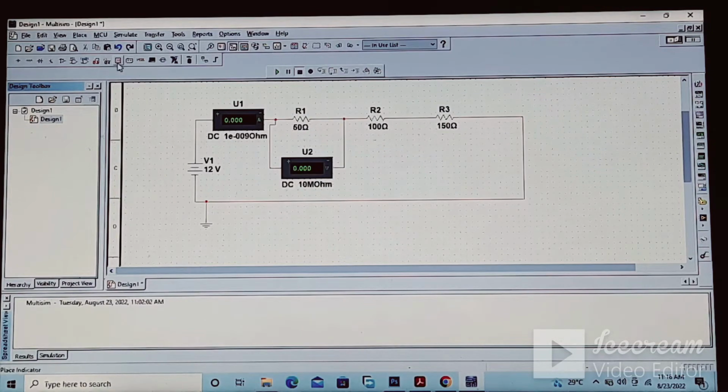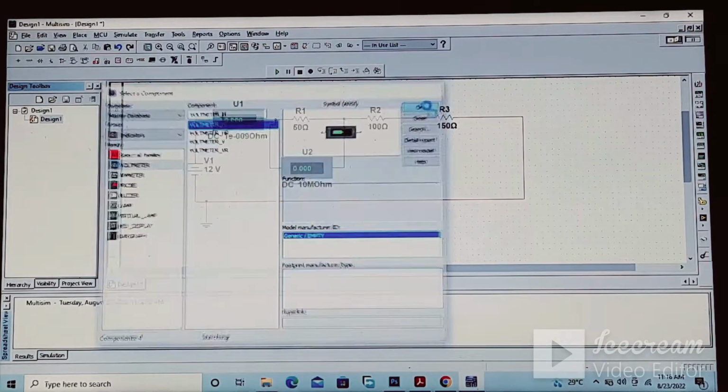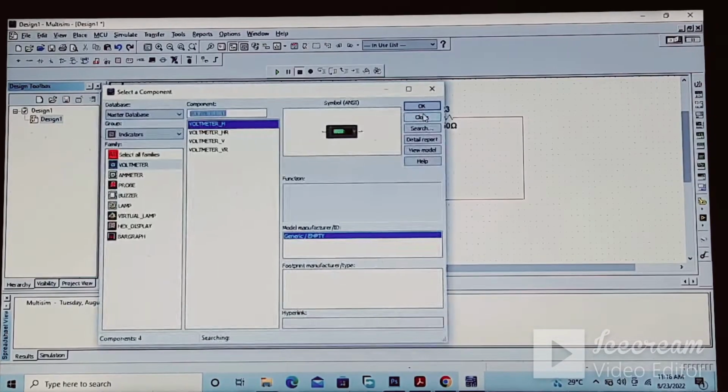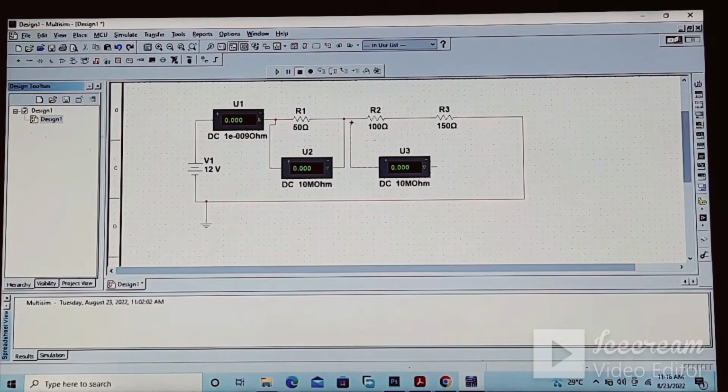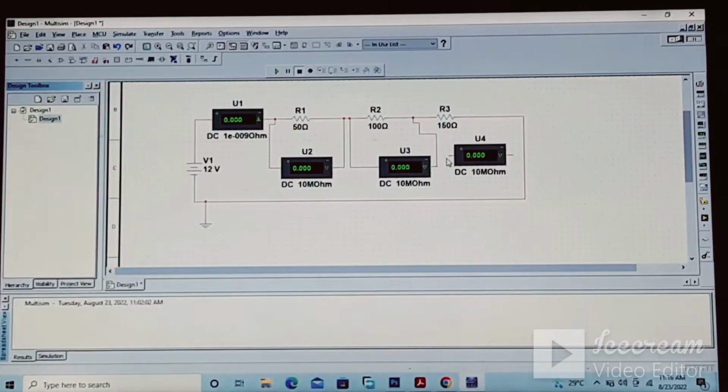Second, we have to take another voltmeter. So this is the second voltmeter, again connected in parallel across the R2 resistor. And again we have to take the third voltmeter, which is connected in parallel across the R3 resistor. So this is the R3 resistor.